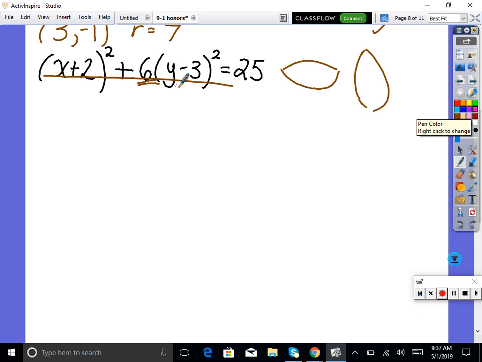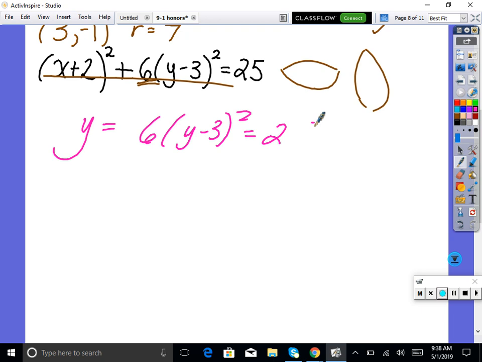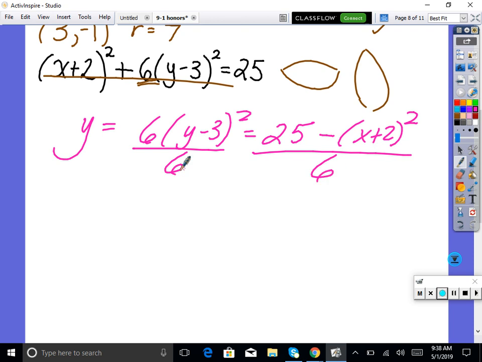What I would do is say, I would rather just plug this into my calculator, but I can't plug it in unless I have it to y equals. So let's get y by itself. The first thing we would do is subtract this, wouldn't we? So then we would have 6 times (y minus 3) squared equals 25 minus (x plus 2) squared. Next step, get y alone, divide by 6. Now, yeah, this is ugly, but we're going to just type it into our calculator. Okay, so then what would we do?